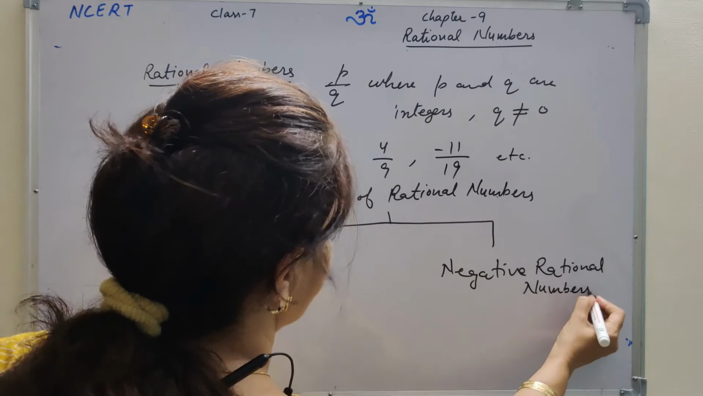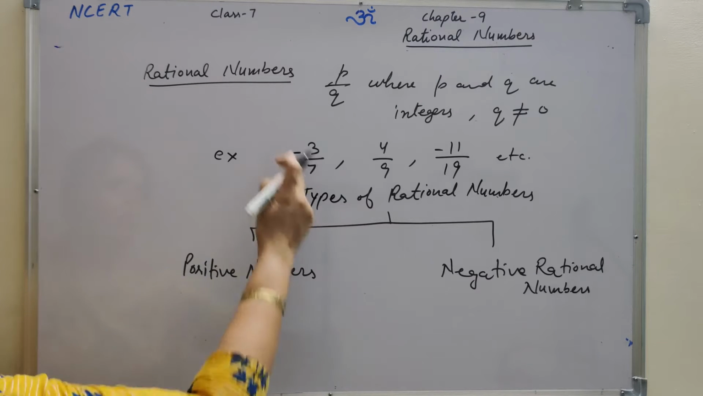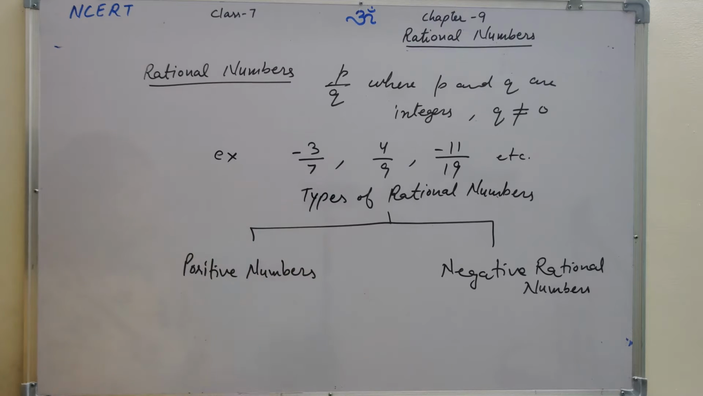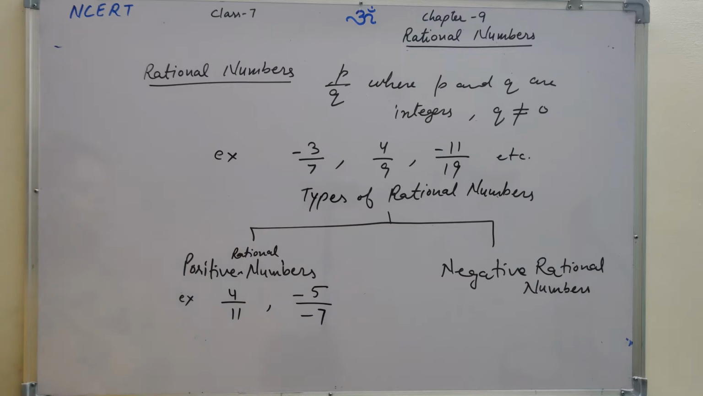Positive rational numbers means in which numerator and denominator either they both are positive or they both are negative. Example, 4 by 11. They both are positive, so it's a positive rational number. Or if it is minus 5 by minus 7, this is also a positive rational number because when they both are negative, we can make them positive, because this is equal to 5 by 7.